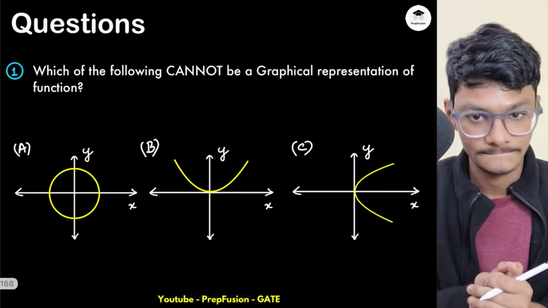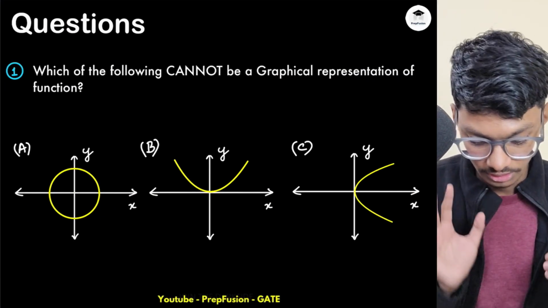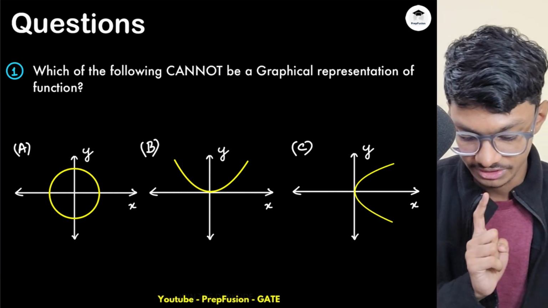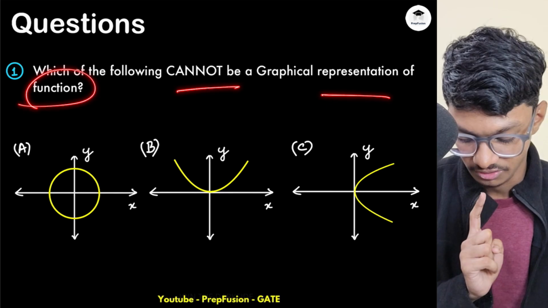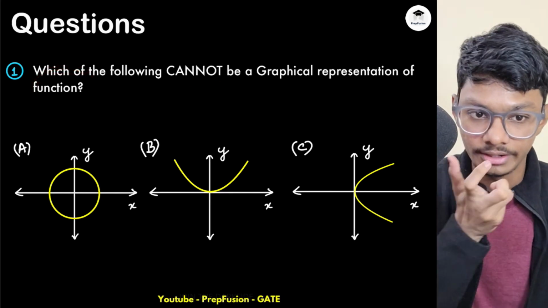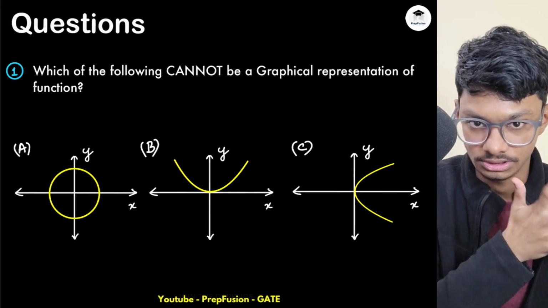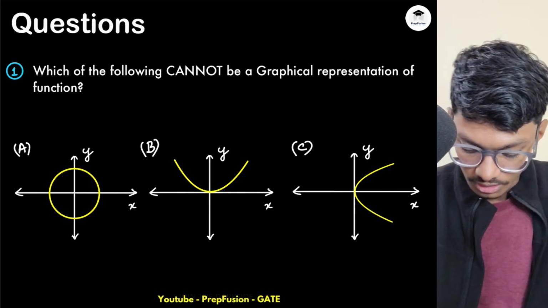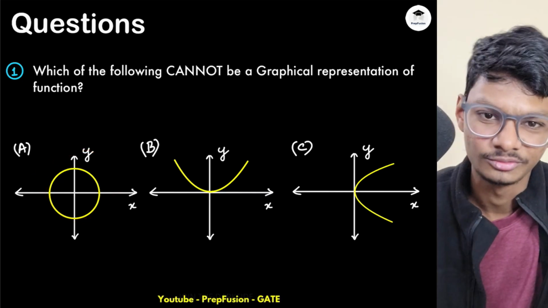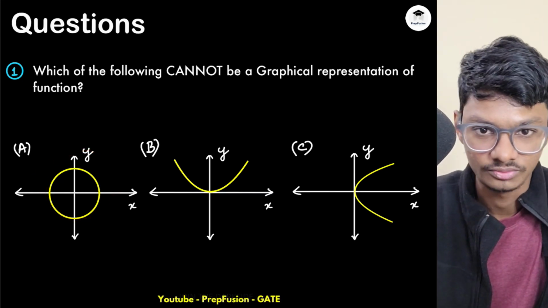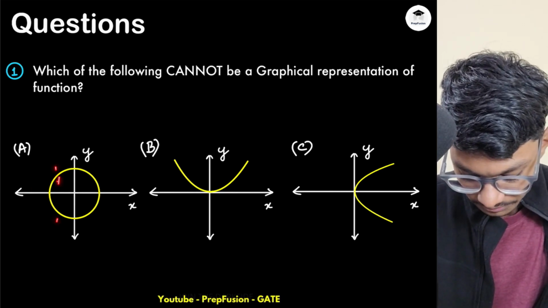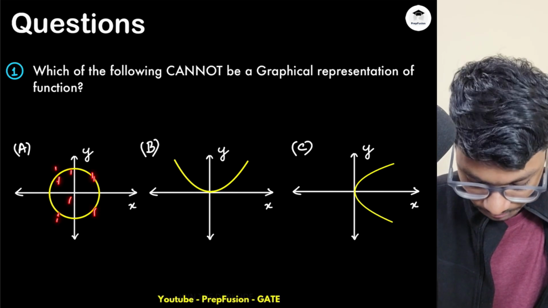So from here, can you tell me which are proper functions and which are not, which cannot be a graphical representation of a function? This is the first question. Try to attempt this using the vertical line test. Let me start. In this case, this is a circle. I hope you know the equation of a circle: x square plus y square equals 1. So you start going with the vertical line test.